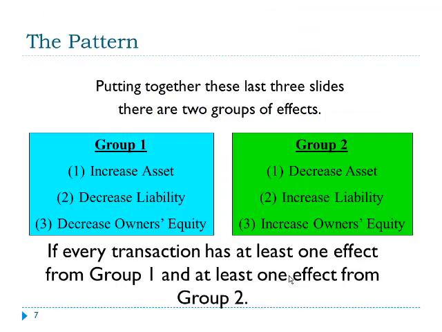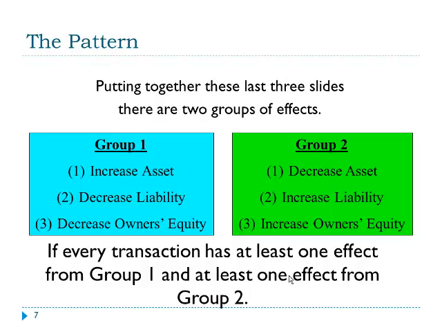Given those three parallel items, we end up with two groups of events. We went through group one. What happens when we have an increase in an asset or a decrease in a liability or a decrease in owner's equity? And for every single one of those events, we identified the other event that could happen had to be in group two. There's a decrease in an asset, increase in a liability, or increase in owner's equity. So whenever one thing happens from group one, there must be something happening from group two.